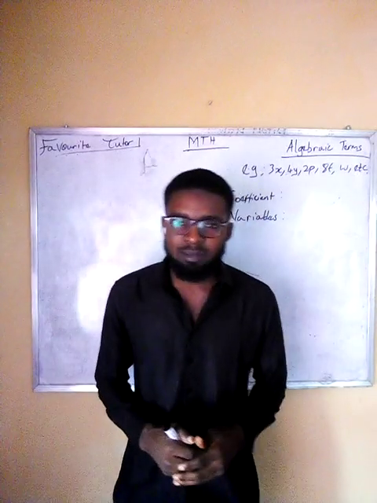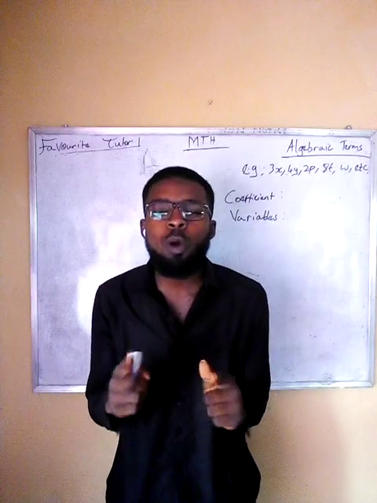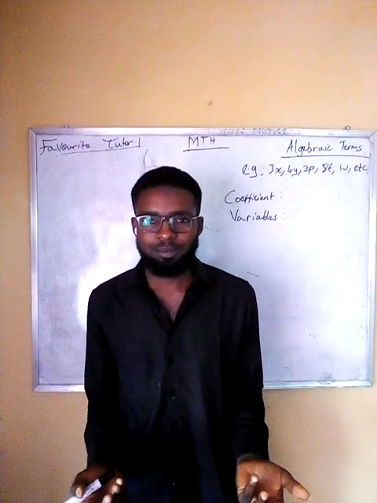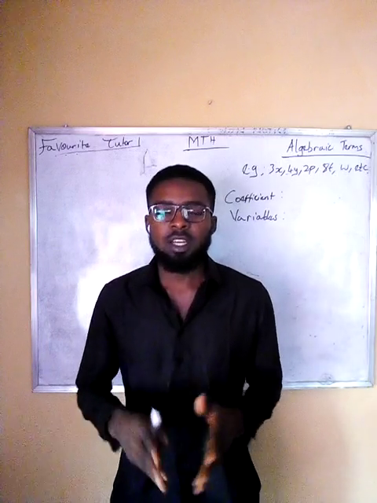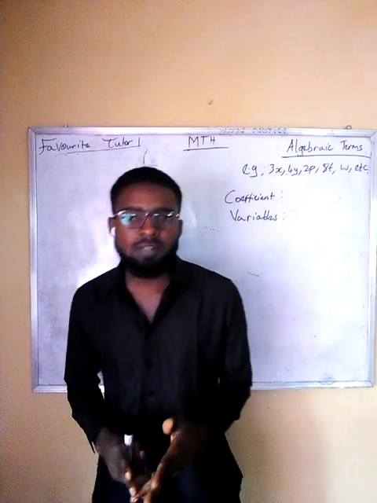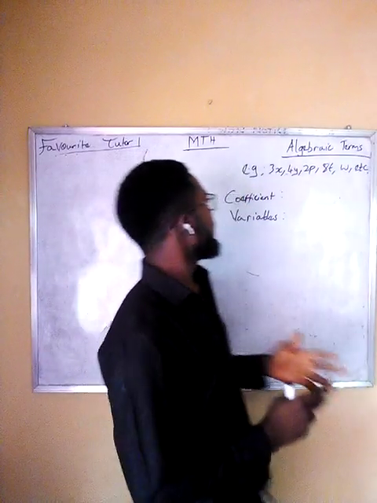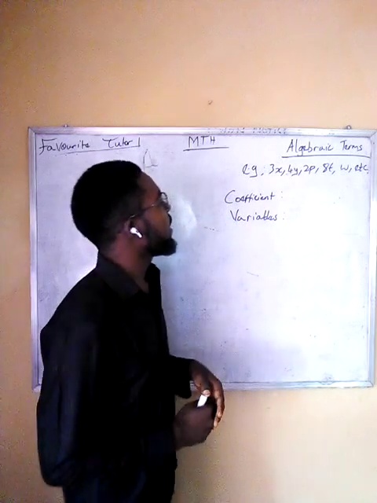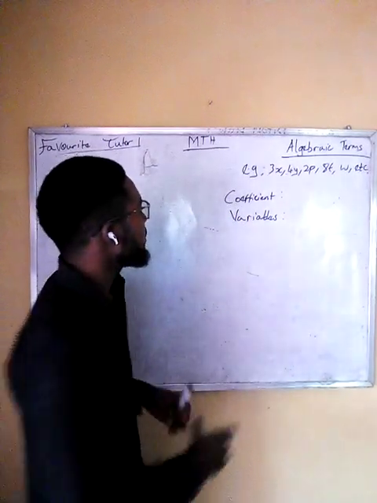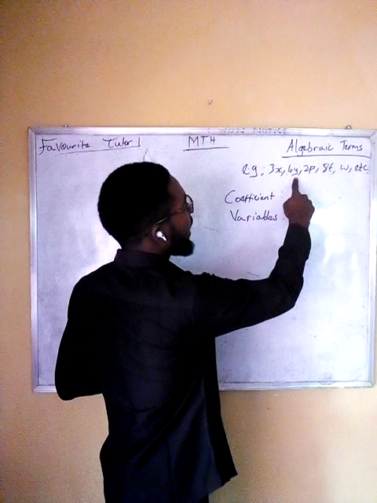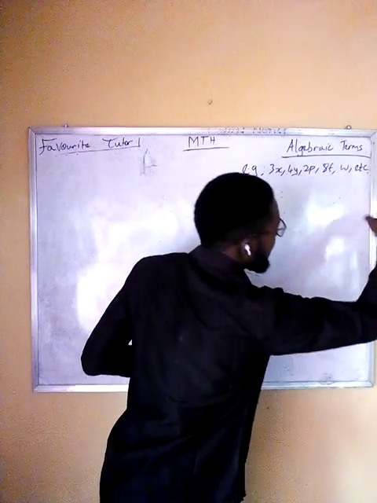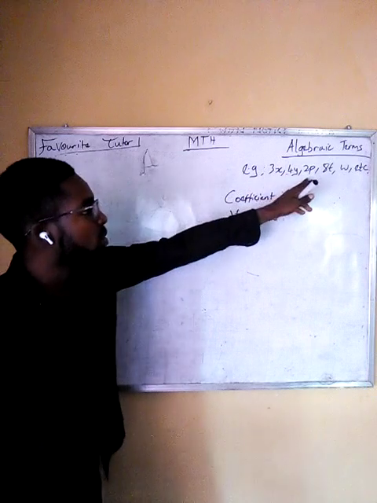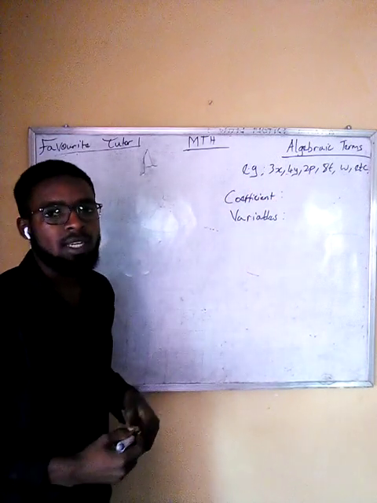Now, algebraic terms, we are talking about a single mathematics expression. This mathematics expression possesses two things, the coefficient and the variable. What we have on the board are examples of algebraic terms: 3x, 4y, 2p, 8t, w, etc.